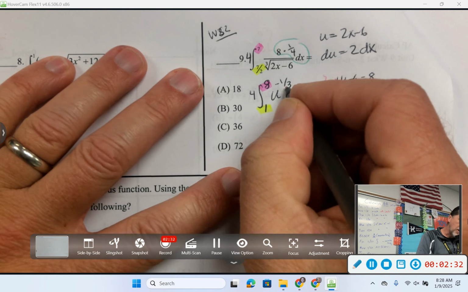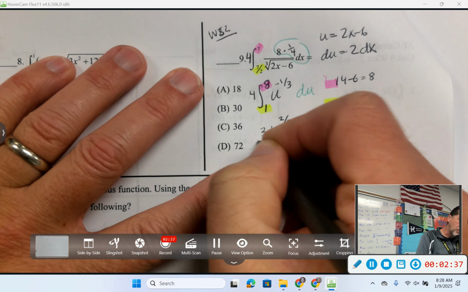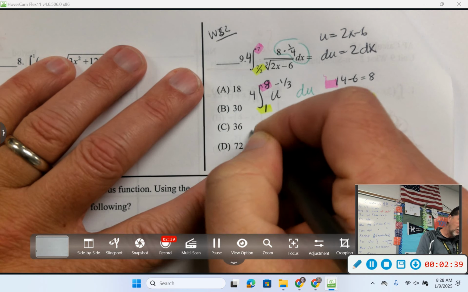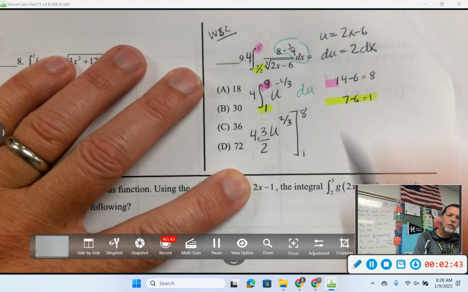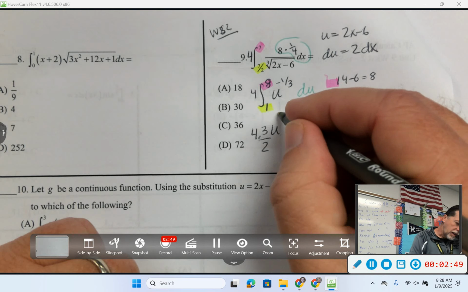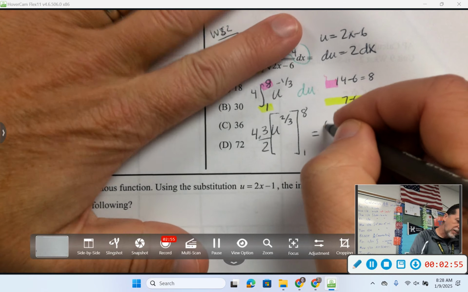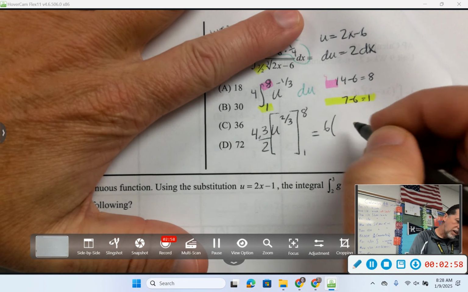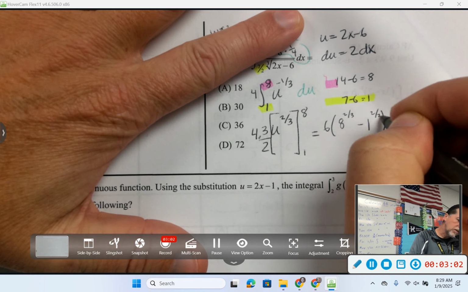So increase the power by 1, I get 2/3. Divide by 2/3, that's 3/2. Don't forget the 4 that's still out there. And we'll go from 1 to 8. So I'm going to leave the constant stuff out front. 12 over 2 is 6. And then 8 to the 2/3 minus 1 to the 2/3.